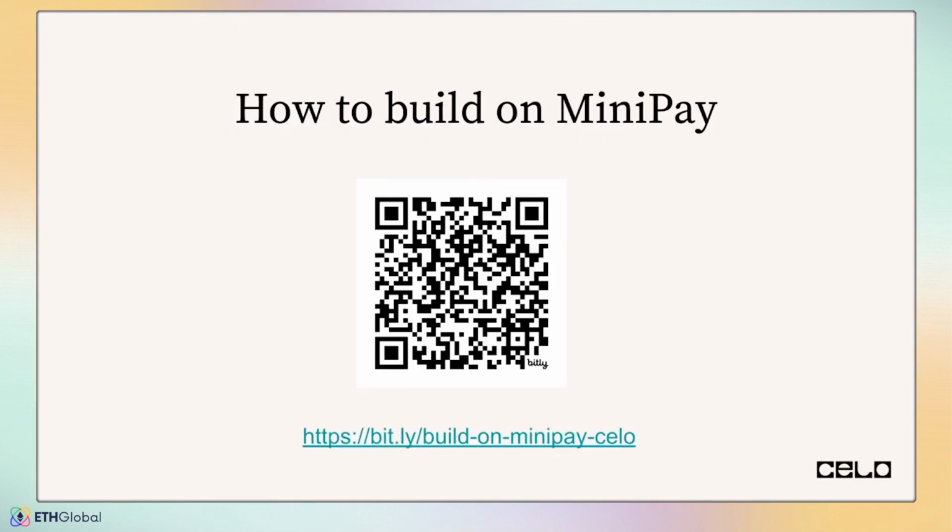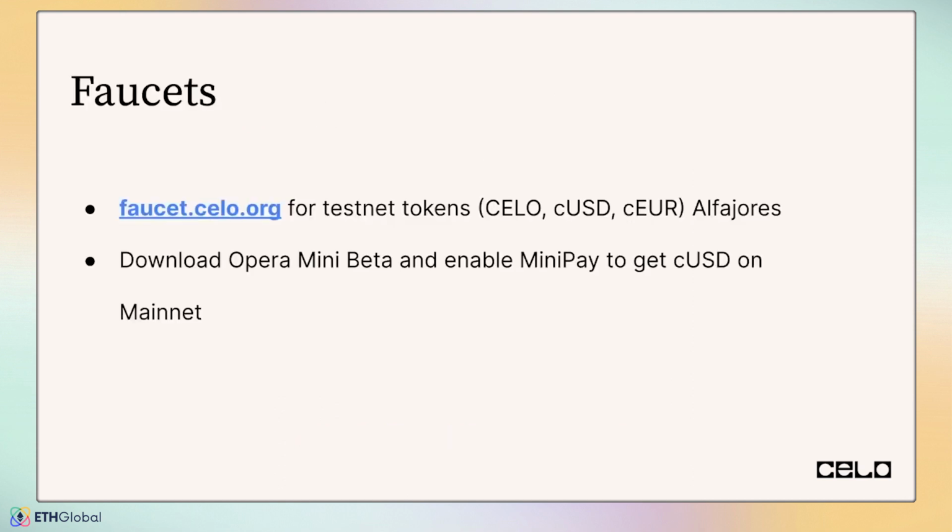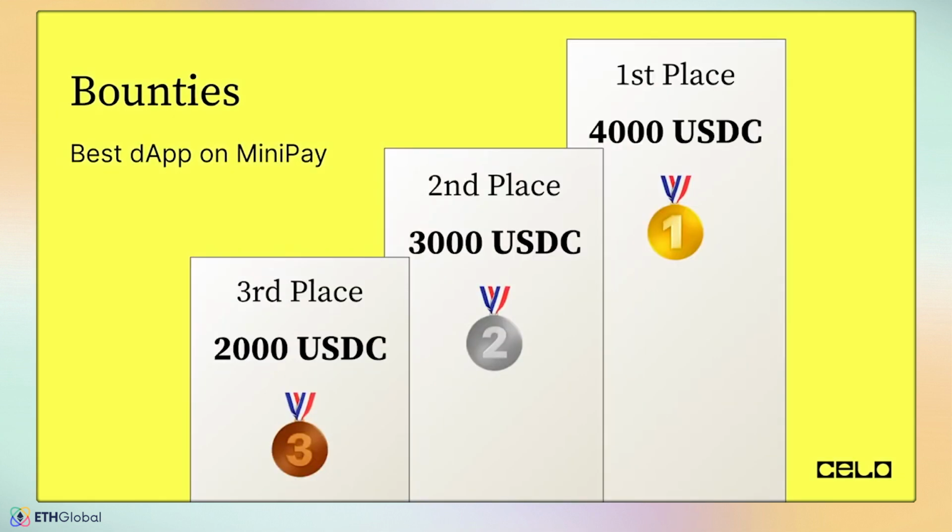Finally, to learn more about building on MiniPay, I highly recommend scanning this QR code. This QR code will take you to the documentation page, which has a lot more information about building on MiniPay. If you're looking for testnet tokens, the link is faucet.celo.org. You will get testnet tokens like Celo, Celo Dollar, and Celo Euro on the Alfajores testnet. You can also download the Opera Mini Beta app and enable MiniPay to get CUSD on mainnet.